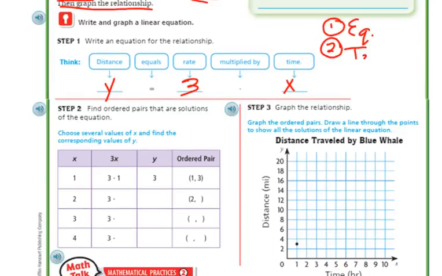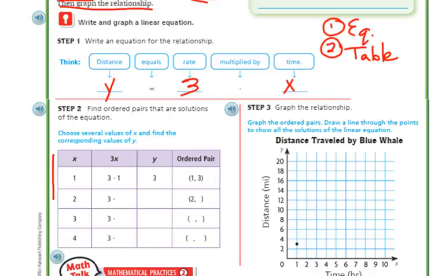The next thing I would like to do is form my table. So let's fill in our table here. So we're going to create our ordered pairs. Choose several values of x and find the corresponding values of y. Choose values of x. Don't choose difficult values of x. Choose nice easy ones to multiply by, like 1, 2, 3, 4, 5.